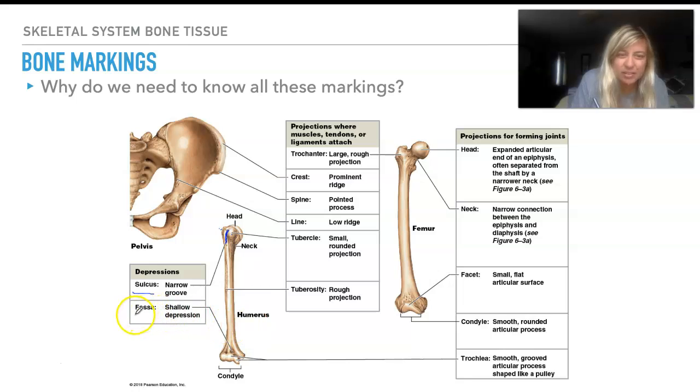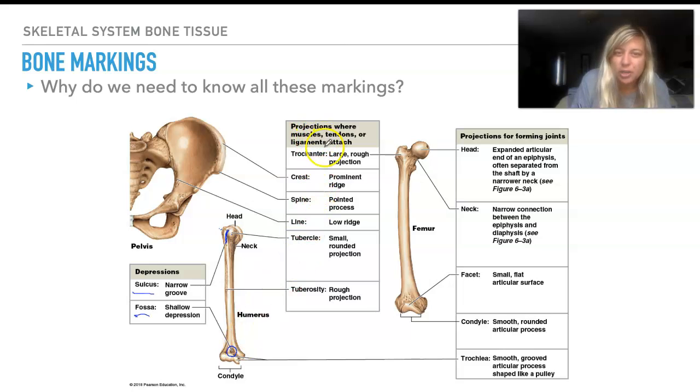We also have fossa, which are kind of like shallow depressions. So you can see a little fossa here. This one on the anterior side here is the coronoid fossa. There's another one if you were to flip the bone over and look at the opposite side. We would see the olecranon fossa.